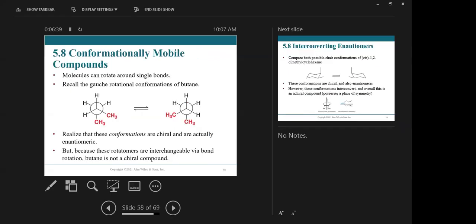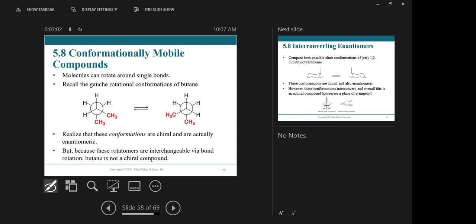All right. So molecules can rotate around single bonds. Recall the gauche rotational conformations of butane. Remember, there's one carbon here, and then there's one carbon behind that we're not seeing. I just wanted to point that out. So realize these conformations are chiral and are actually enantiomeric.